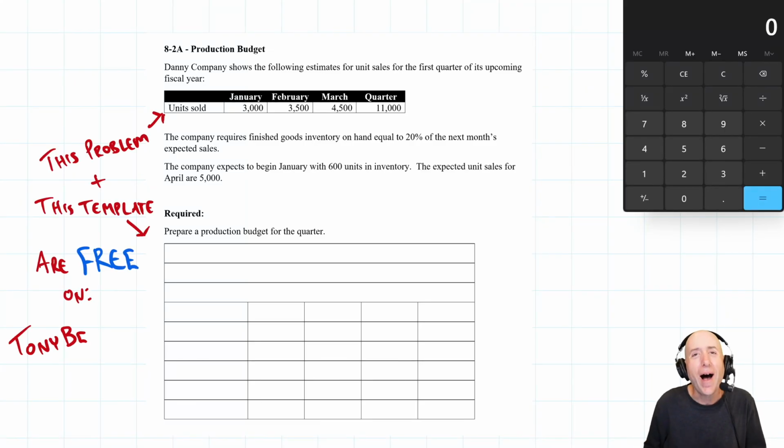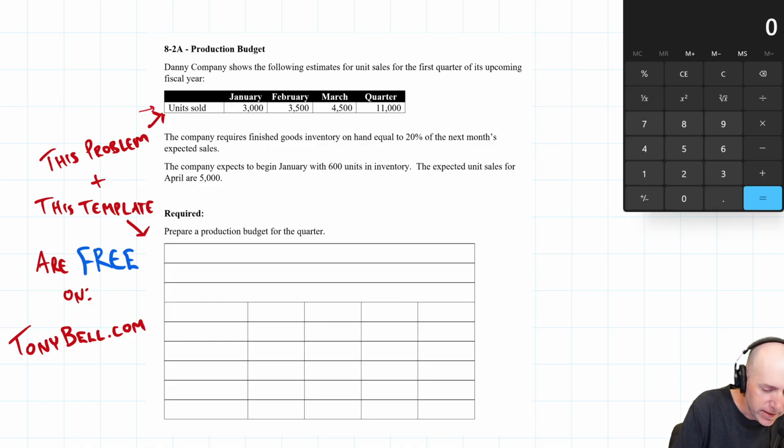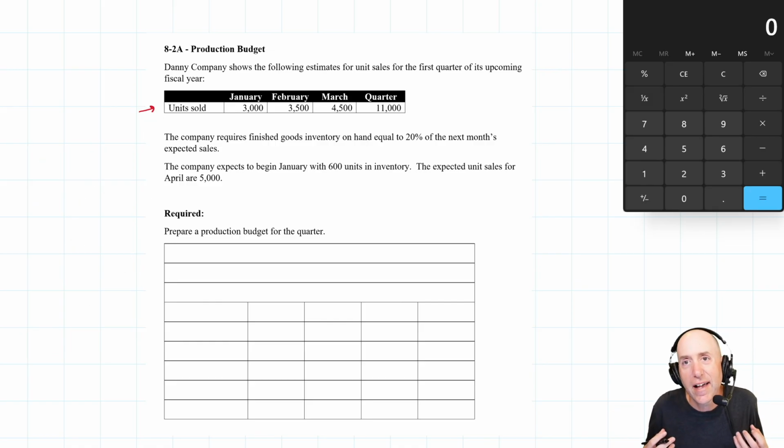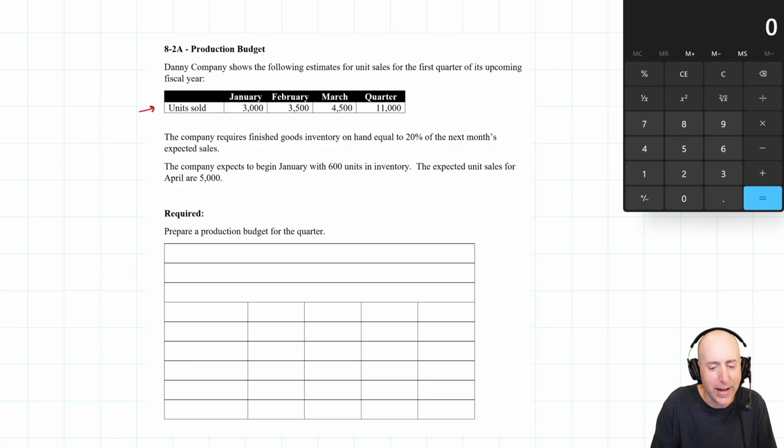Let's jump into problem 8-2-8, a production budget. We are asked to determine how many units the company needs to make in a given month or a given quarter. And to figure it out, our starting point is a sales budget. So we start by knowing what we're going to sell. And if you know or you can anticipate what you're going to sell, that can inform what you need to make. And at its most basic level, right?